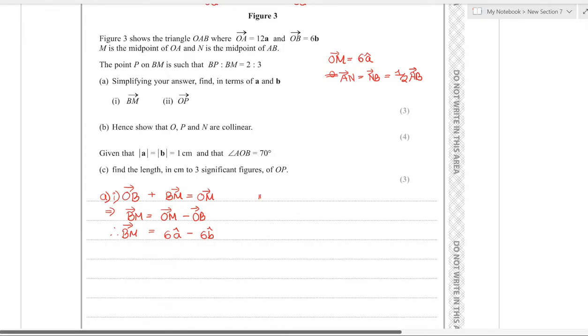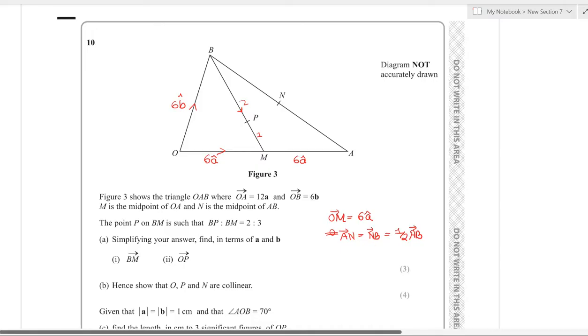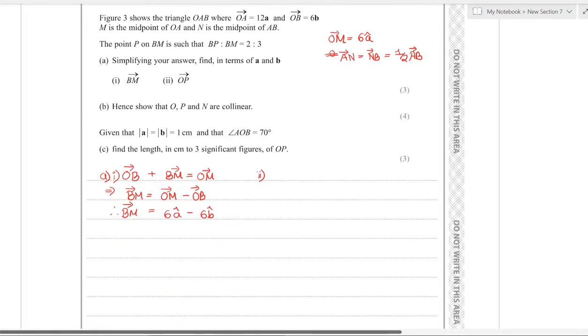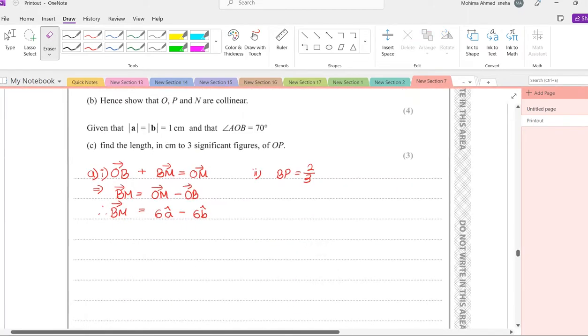Moving to A2, that is OP. So first, for the value for OP, we need to find the value for BP or PM. Either of the values needs to be calculated before we can find the value for OP. So I'm just going to focus on the value for BP. The value for BP would be 2/3 of BM. How did I calculate this? Let me first explain this.